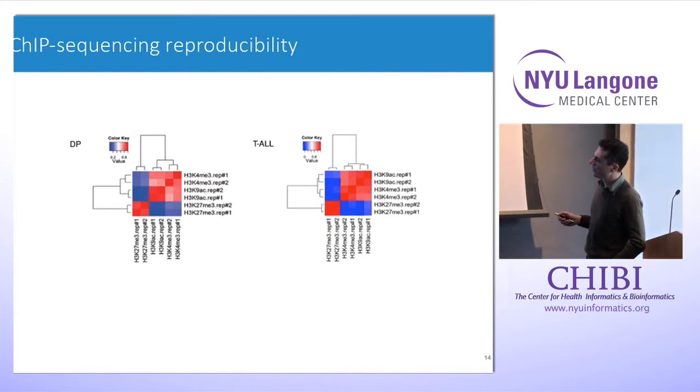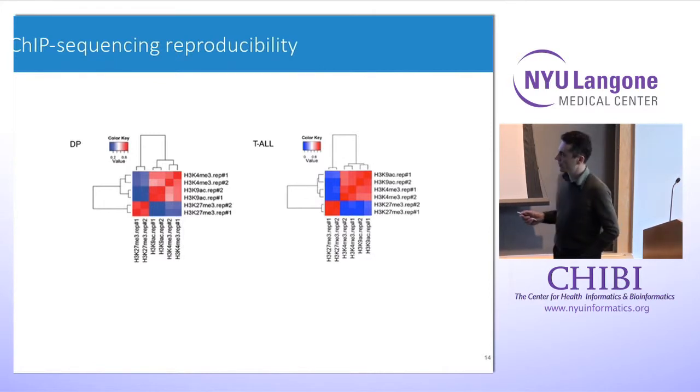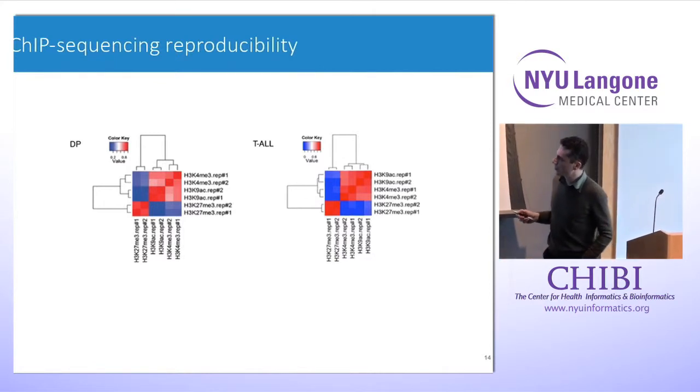The very first analysis was just to see the reproducibility of the replicates we had. So we did everything in duplicates, and there is a nice correlation you see here, both in the normal double positive cells and the leukemic ones. You can clearly see here that the repressive mark is not correlated at all with the activating marks, whereas the activating marks you usually see together in TSSs.